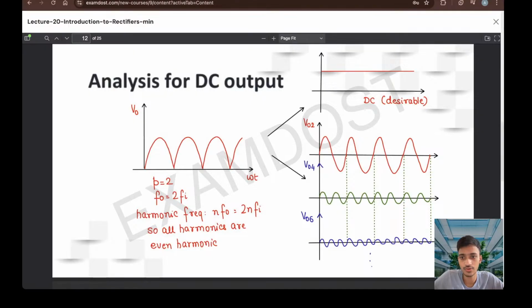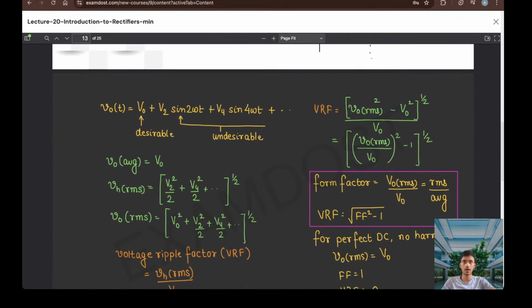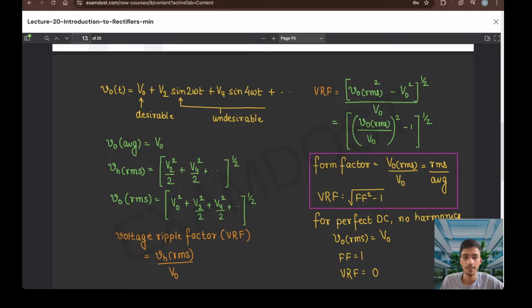तो P इक्वल्स 2 यदि सोचोगे तो 2 का हमारे पास क्या होगा, ऐसा हुआ तो 3 का होगा. तो 2n समथिंग होगा, 2n f हार्मोनिक फ्रीक्वेंसी, मतलब इवन नंबर फ्रीक्वेंसीज होगा. तो उसको निकालने के लिए आउटपुट में हमारे पास आएगा फॉर्म फैक्टर एंड वोल्टेज रिपल फैक्टर. प्रीटी मच सिंपल. उसमें फॉर्म फैक्टर के लिए जो फॉर्मूला है वो है टोटल बाई V0 RMS डिवाइडेड बाई V average.